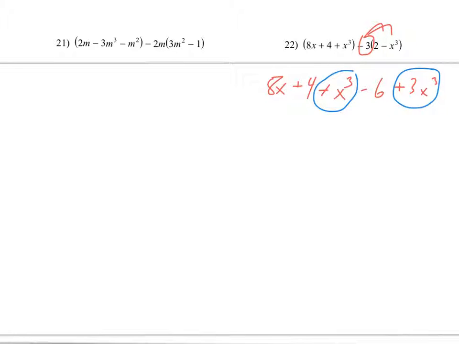I got positive 1 and positive 3, so that makes 4x to the thirds. I don't have any x squared, so I'll just go to my x's now. I'll color code that, so I have just 8x, nothing to combine with. And then I have my numbers, so I have positive 4 and negative 6 makes negative 2.